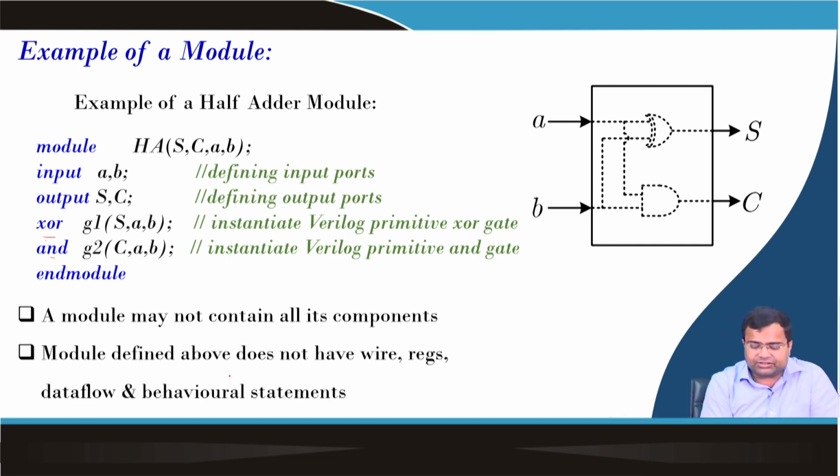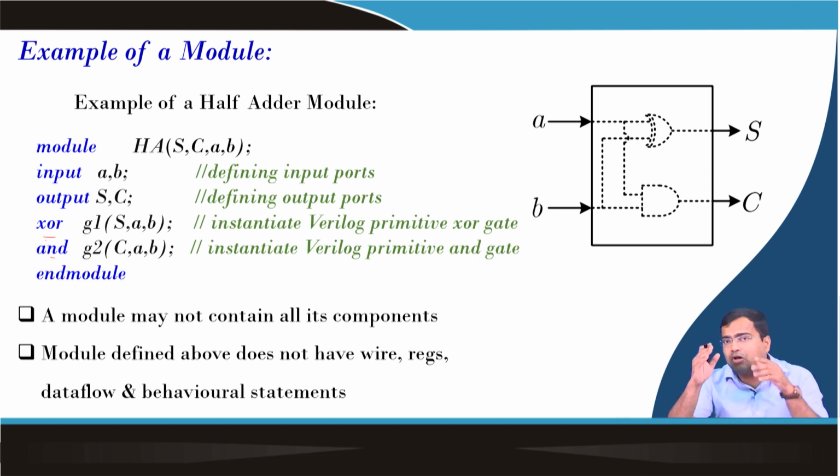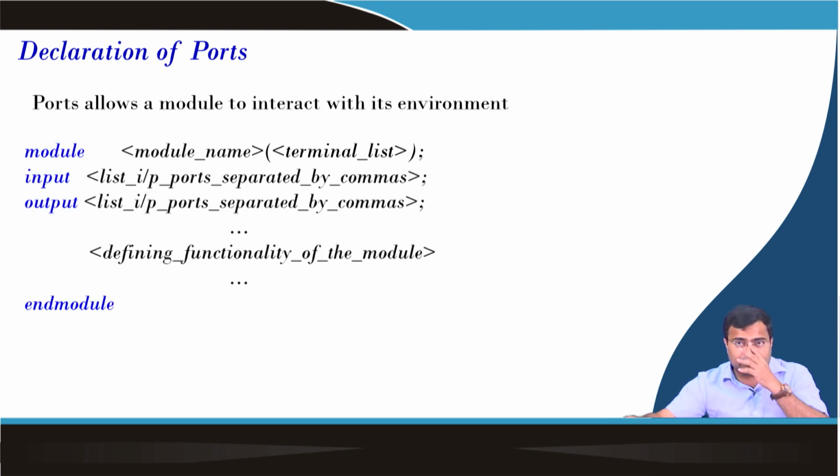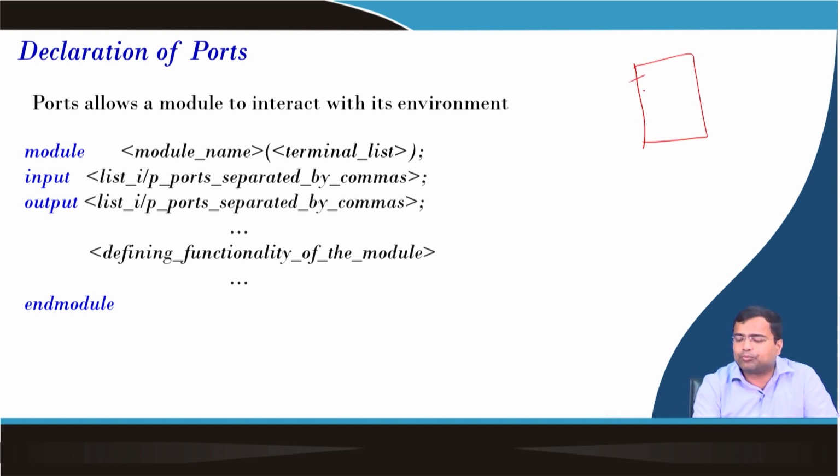A module may be defined without a wire or register, because they are all connected, but sometimes there can be multiple circuits connected, but not all the interconnection points are available at input output. In that case, you have to define a wire or register inside. Then declaration of ports allows a module to interact with the environment. That means ports are like IC pins which interact with the external interconnection. So, we have to define input or output ports.